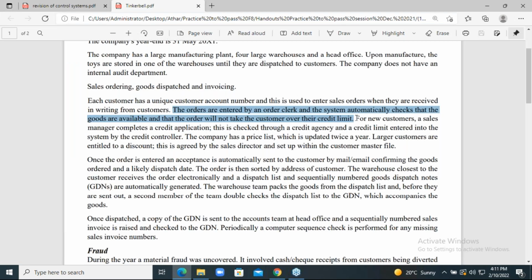Now let's move to the second type of test of control which can be asked by the examiner in certain cases. Now this is the data. If you read this data: for new customers, a sales manager completes a credit application and this is checked through a credit agency, and a credit limit is entered into the system by the credit controller.